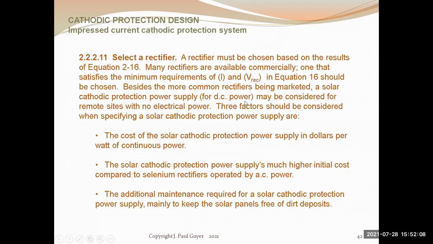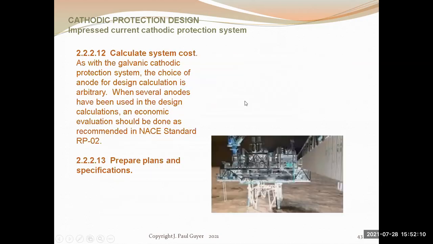You now have a system consisting of a specific anode, a location for an anode bed. You have a location where you can get electric AC utility power for the rectifier. And this may be in a remote location, so you can have some significant cabling costs with an impressed current system.